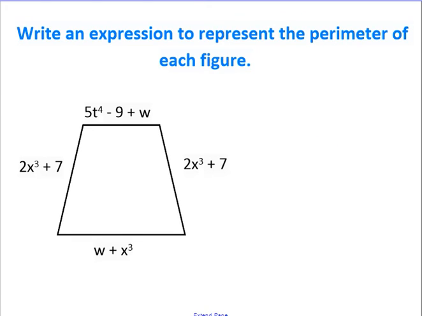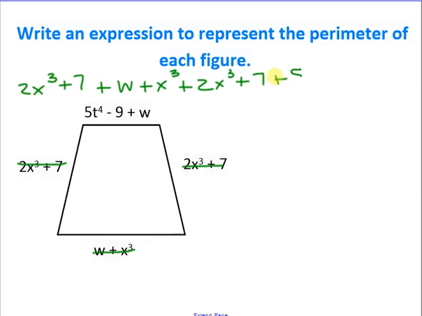All right, so we have this guy here. This is the last one, and then you're going to do 2 U-tries on your own. So let's start, where should we start with this one? All right, let's start on the side this time, over here. Okay, so I'm going to have to start over here with this one. All right, so 2x to the third power plus 7 plus w plus x to the third plus 2x to the third plus 7 plus 5t to the fourth power minus 9 plus w.